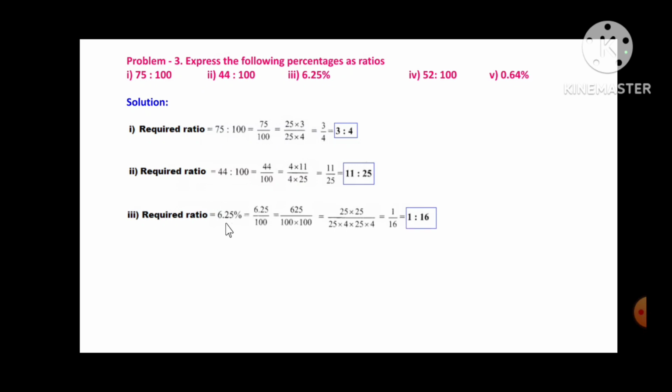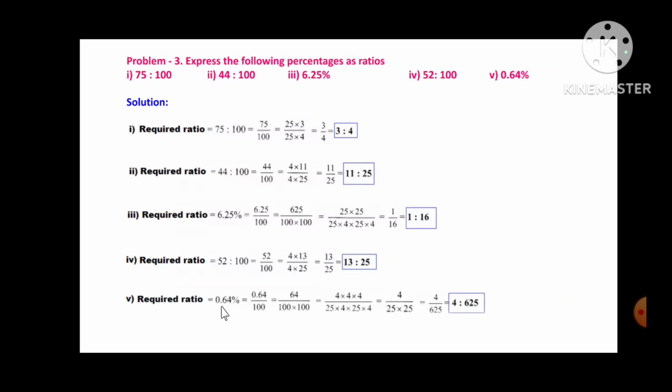Third one, 6.25%. 6.25 upon 100, which can be written as 625 upon 100 into 100. So 25 into 25 upon 25 into 4, 25 into 4. The 25 and 25 get cancelled, we will be getting 1 upon 16, which could be 1 as to 16. Now the fourth one, 52 as to 100. So 52 upon 100, which could be 4 into 13, 4 into 25. The 4 gets cancelled, 13 upon 25. That is 13 as to 25 is the reduced ratio.